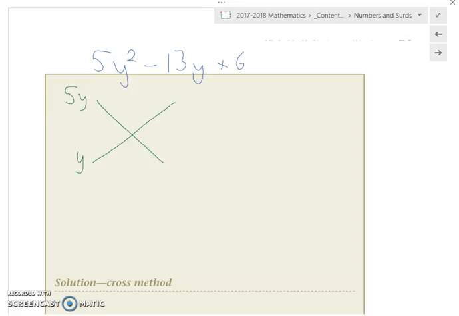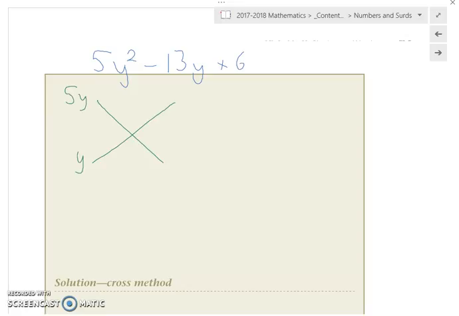Yeah. All right, so we've got 5y squared. So we're doing it non-monic. We're using the cross method. I didn't start this at the right time, so we're going to have to recap over it. I've got a 5y and a y. They are factor pairs of 5y squared.